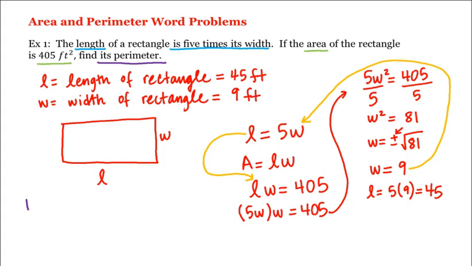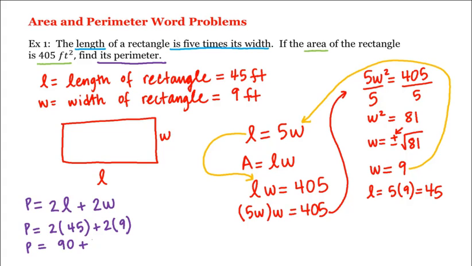Remember, the perimeter of a rectangle is 2 times the length plus 2 times the width. So plugging in the values we just found for L and W, we'll be able to find this perimeter. Namely, P is equal to 2 times 45 plus 2 times 9. Or P is equal to 90 plus 18, which is equal to 108. So therefore, our answer is 108 feet.